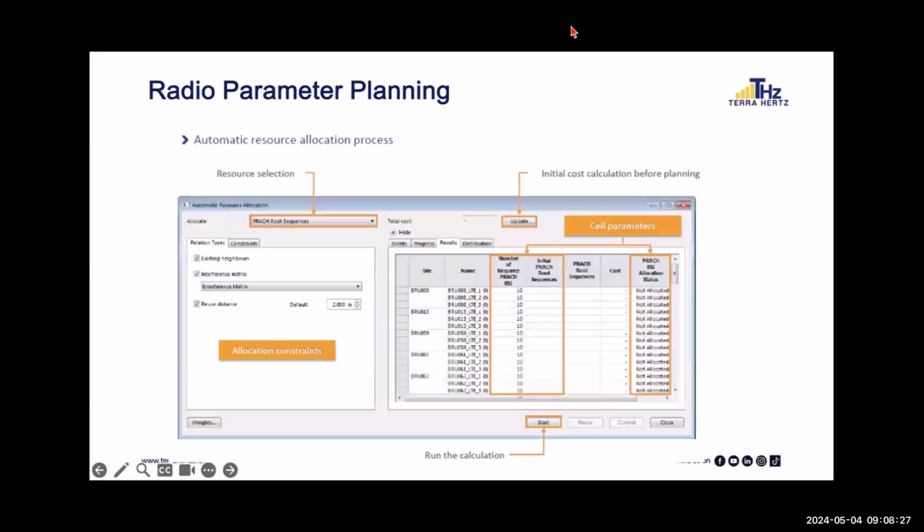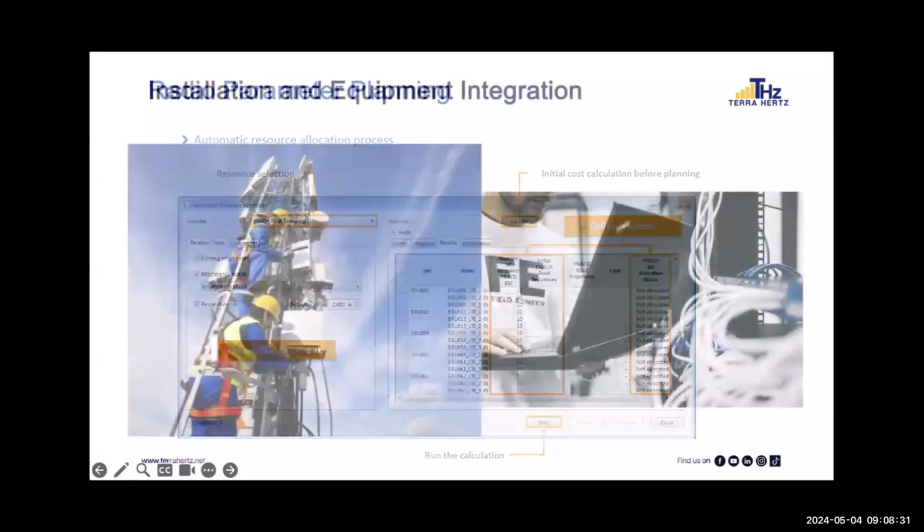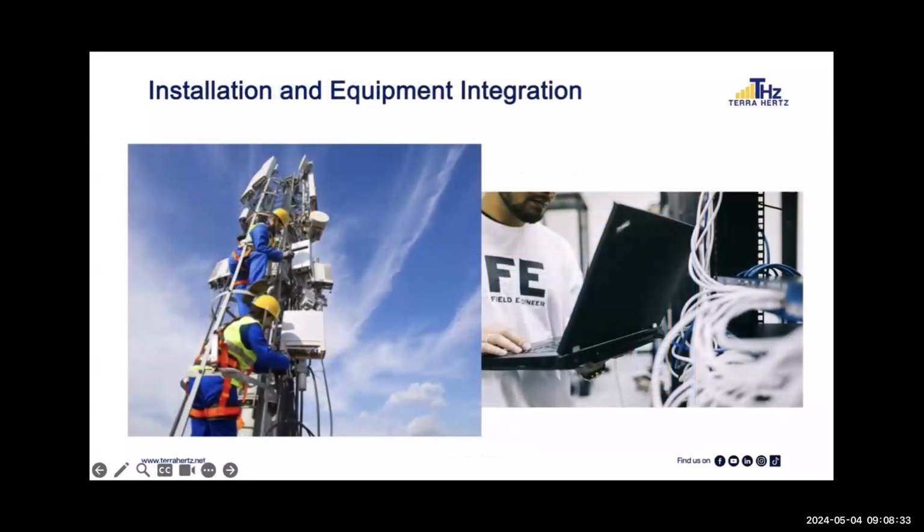The radio parameters are done by the RF engineers, and you will give them to the installation and equipment integration team. The integration could be done remotely; it depends on your architecture or deployment type of Open RAN. Most of the time, if you have a data center, you will do the integration in that area, because the centralized unit and the distributed unit are located there.